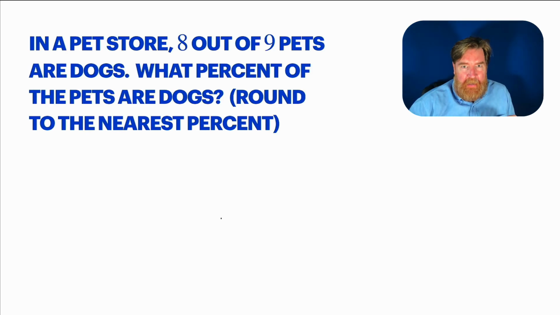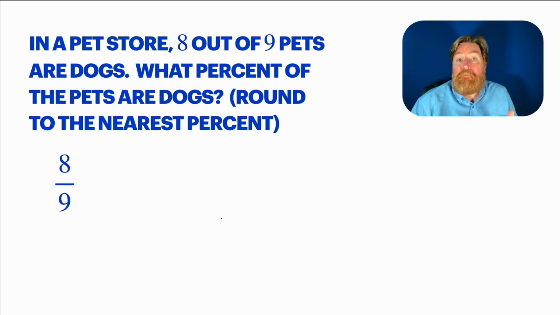All right. Here's another one. Same kind of idea as the last one, but this time, look, the numbers are not going to be as nice as that last example. We'll see it in a second. In a pet store, 8 out of 9 pets are dogs. What percent of the pets are dogs? This time, round to the nearest percent. All right, same setup as before. We know the fraction that are dogs is 8/9. 8/9 of the pets are dogs. But this time, I'm not going to be able to convert so easily into percent.